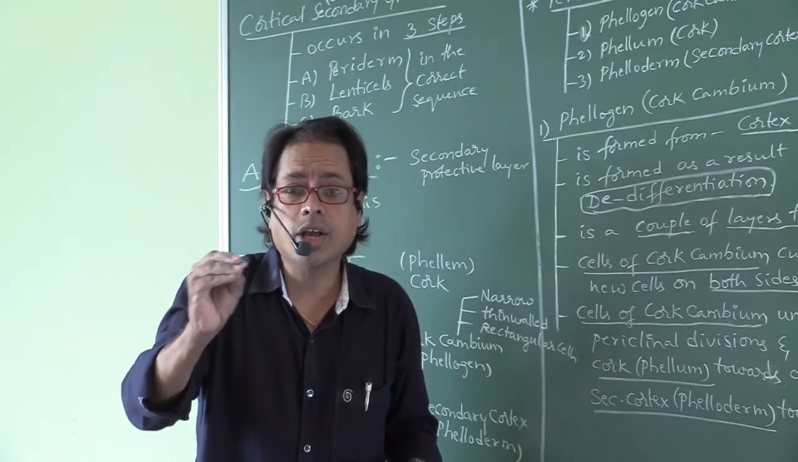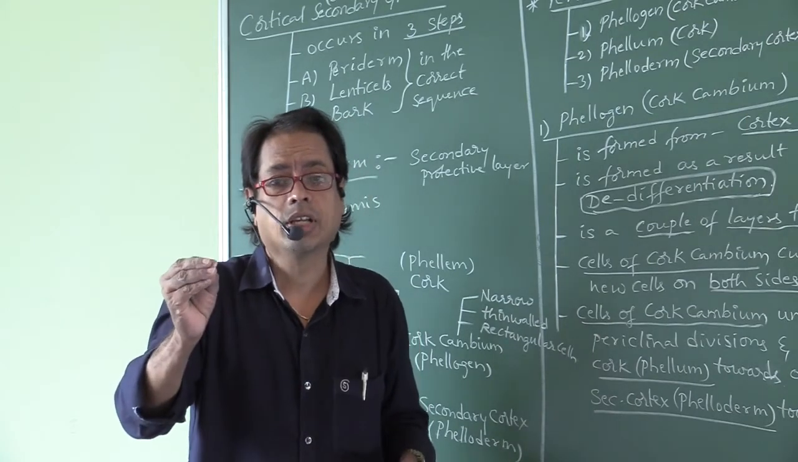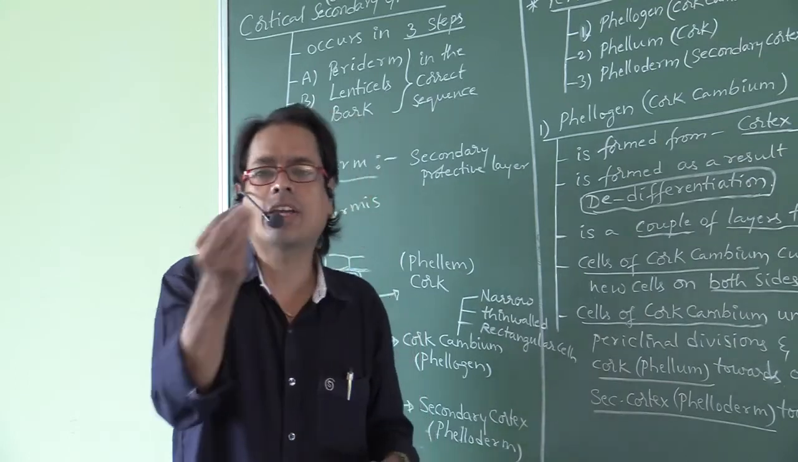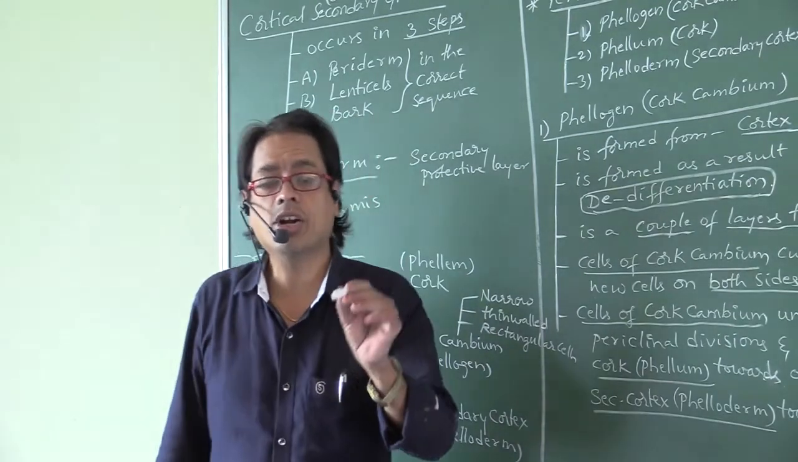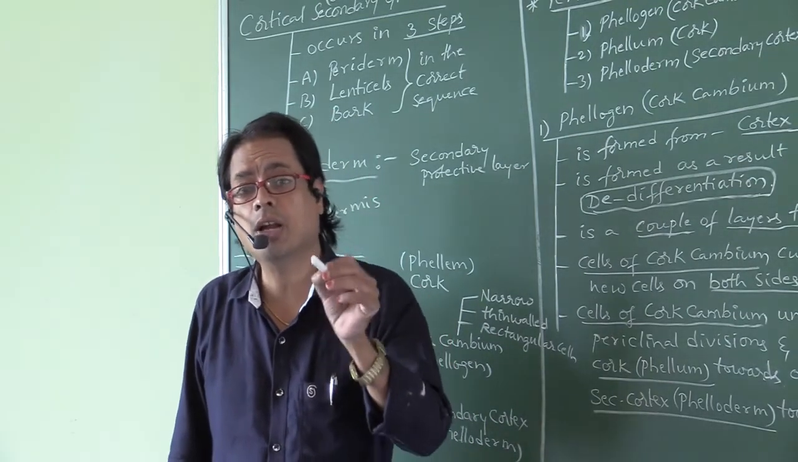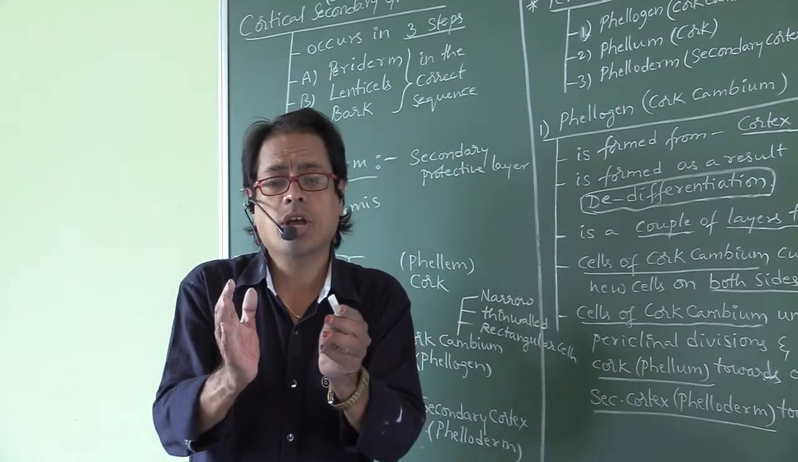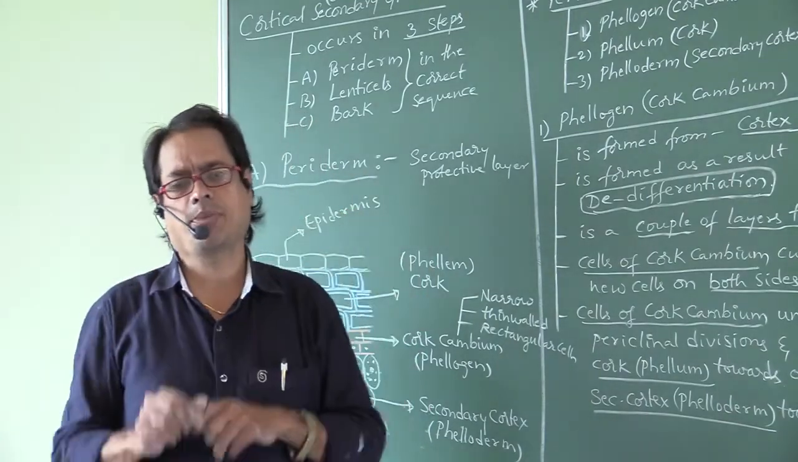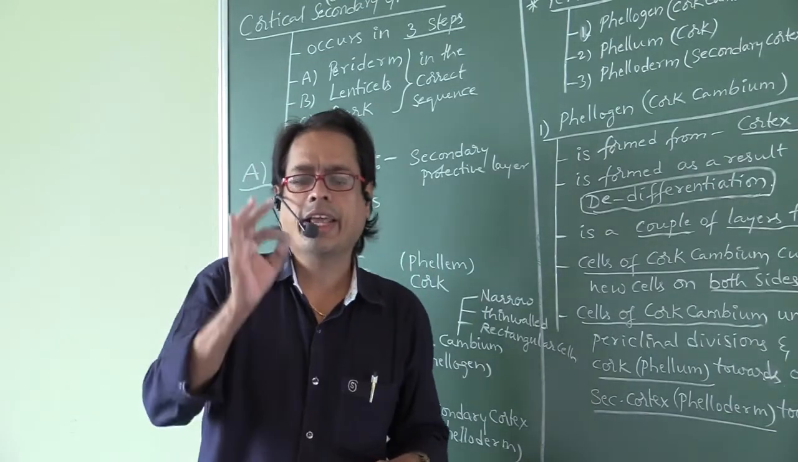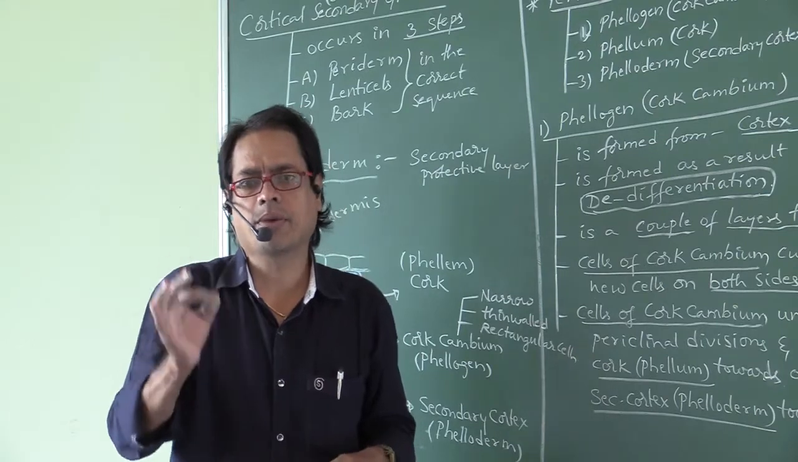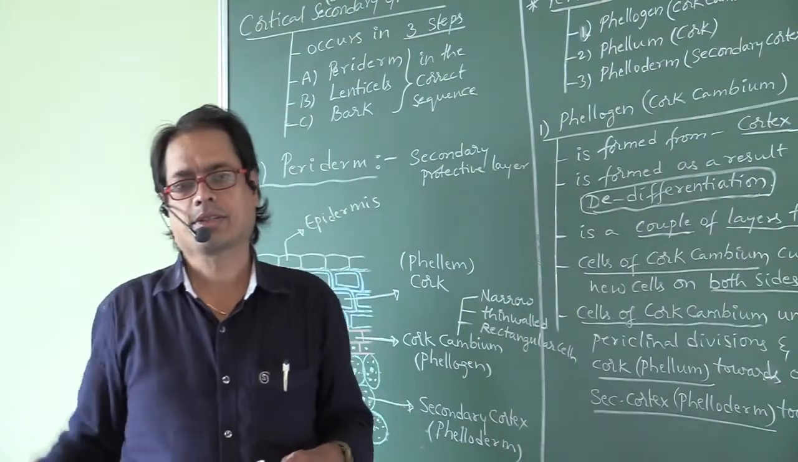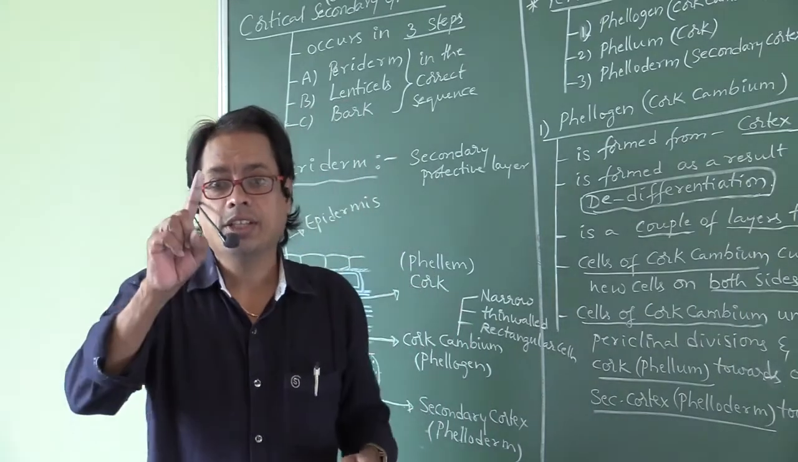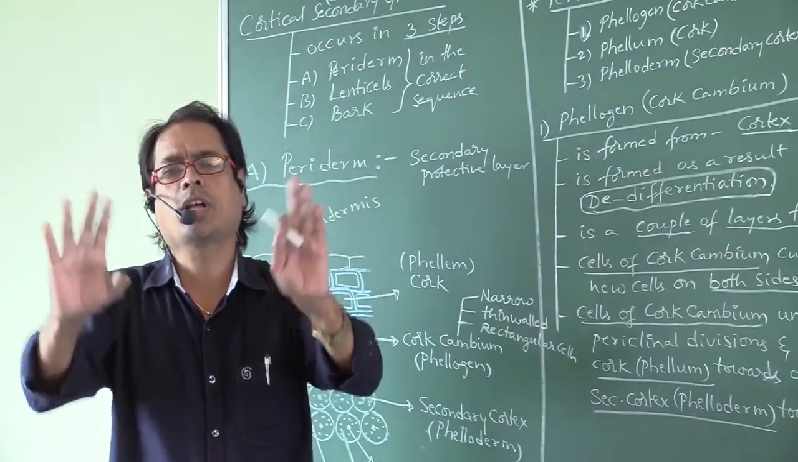Vascular cambium in dicot stem is formed from intervascular cambium and intravascular cambium. In dicot stem, vascular cambium is formed by fusion of both intravascular cambium and intervascular cambium. In dicot stem, cork cambium is formed from cortex. Cortex means inner cortex. Don't say outer cortex.